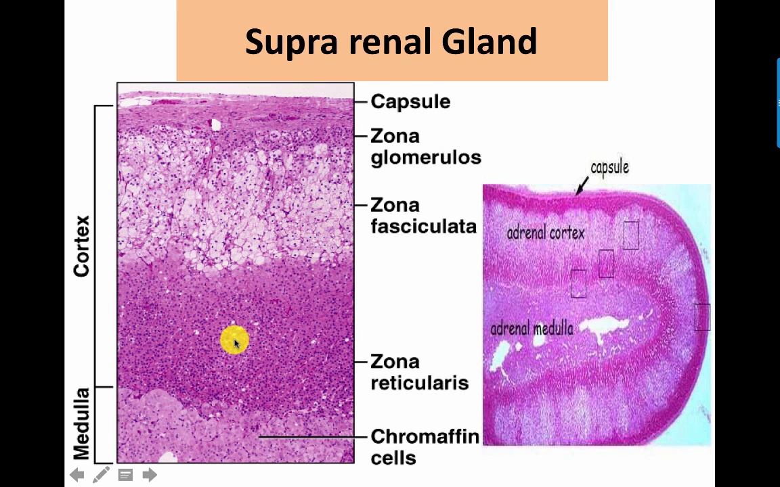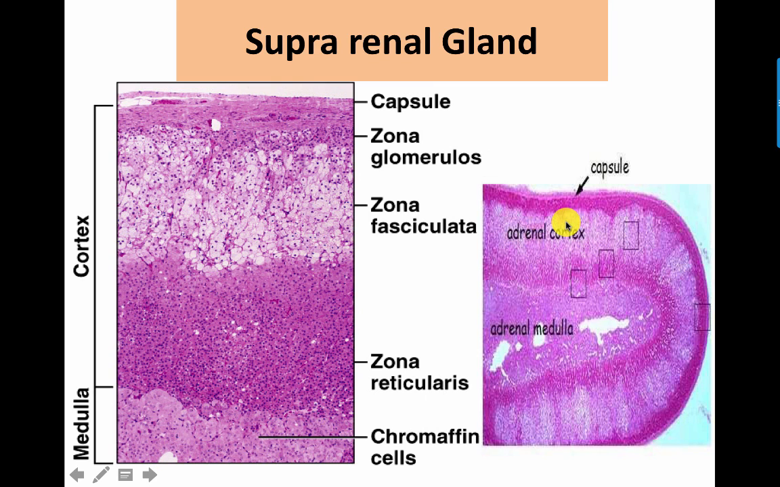Here we have blood sinusoids, here we have fenestrated capillaries, here we have fenestrated capillaries, but here we have blood sinusoid. Then we will move to the medulla, formed of chromaffin cells, which are also arranged in the form of a reticulum, and they have the blood sinusoids.